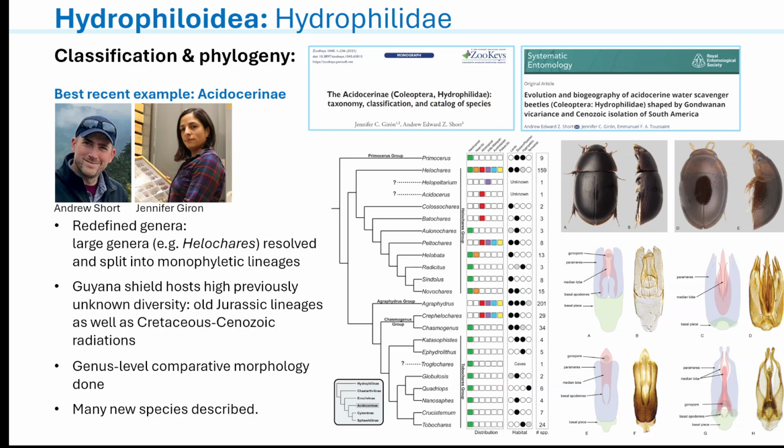Just a nice example of the big progress which has been made. The best example in recent years is Acidocerines. It's a big subfamily of primarily aquatic hydrophilids. Andrew and Jennifer did lots of work on this group. They published the phylogenetic paper in Systematic Entomology, and then a generic revision in ZooKeys, and redefined the genera and re-established the classification. Now it makes much more sense, and Jennifer did very nice comparative morphology of the genera. They also discovered very cool things, for example, that the Guiana Shield in South America hosts totally unexpected and previously overlooked diversity, consisting of both very old lineages of Jurassic age and quite young Cenozoic radiations. So it's a very cool area for this group. And naturally they also described many new species.